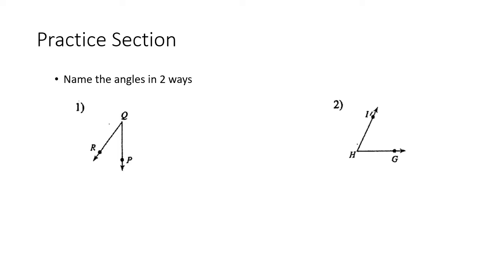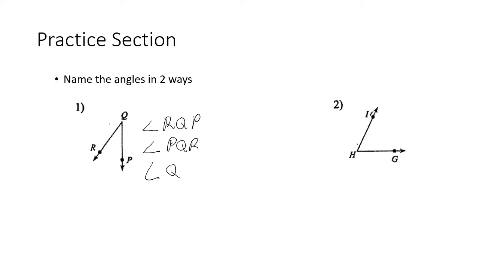Okay, assuming you paused, here is what we're looking at here. The first one has angles with points R, Q, and P. The vertex is at Q, so it's going to be either named angle RQP, angle PQR. Now technically you could also name this one angle Q. I know I named it 3 ways. You only needed to name it twice. Whichever 2. If you chose any 2 of those, you're good.